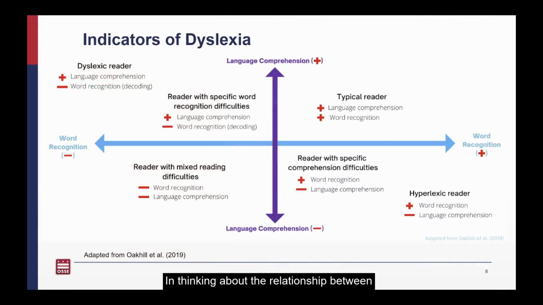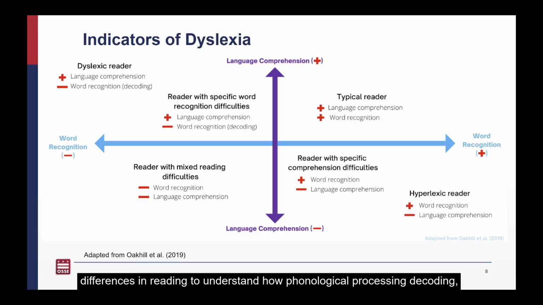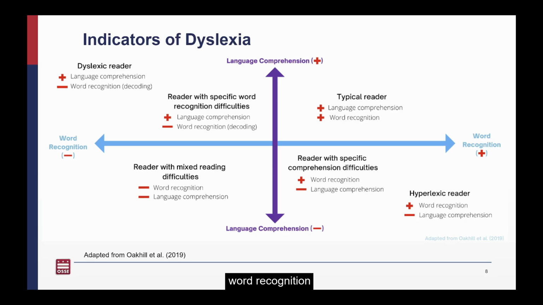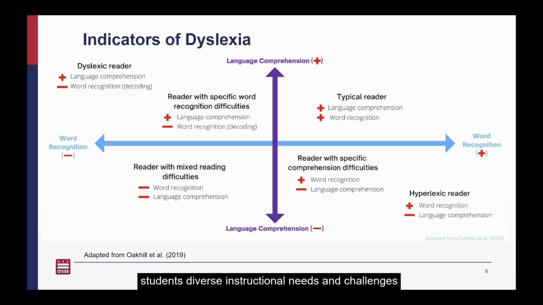In thinking about the relationship between indicators of dyslexia and screening tools, we can map the simple view of reading onto individual differences in reading to understand how phonological processing, decoding, word recognition, and language comprehension skills reflect students' diverse instructional needs and challenges. The SVR has significant implications for understanding and addressing students' reading difficulties.